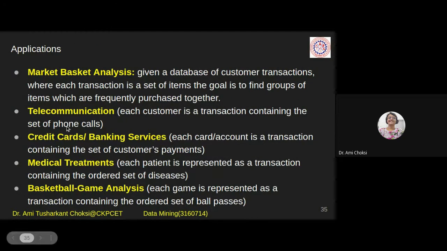So what are the applications? Market basket analysis, that is what we have been talking about since long. For that, we need to have the association rules, right? Then we can say telecommunication. Each customer is a transaction containing the set of phone calls. So what? For fraud detection, this can be used.